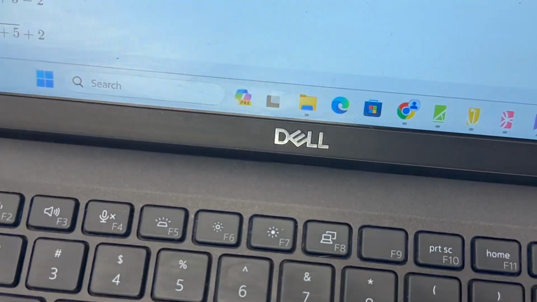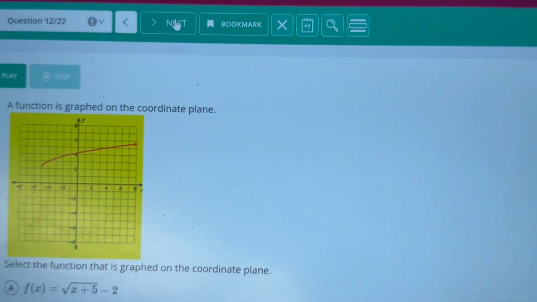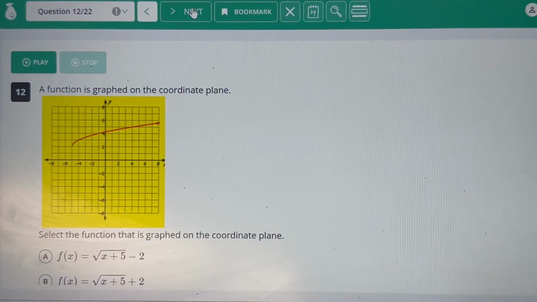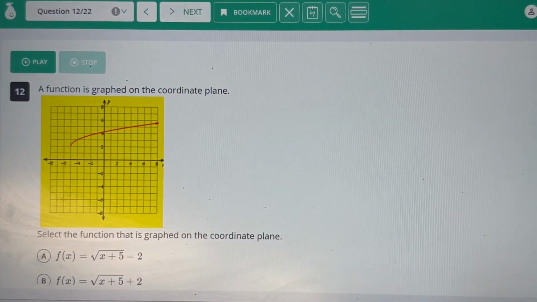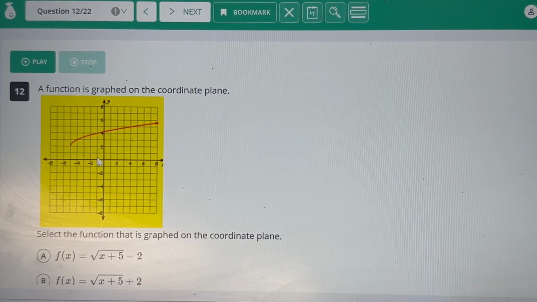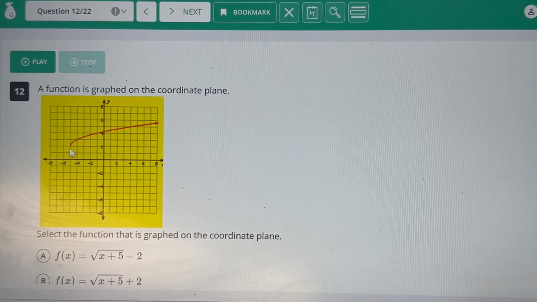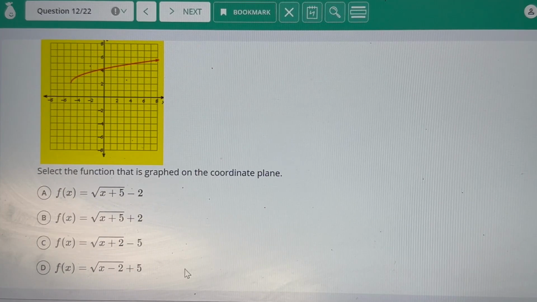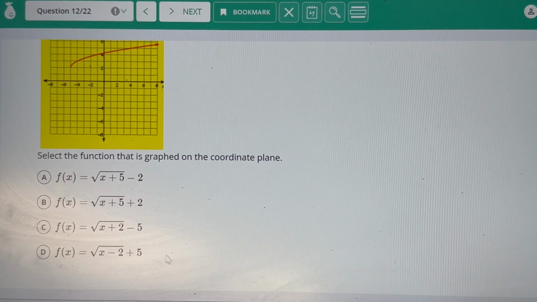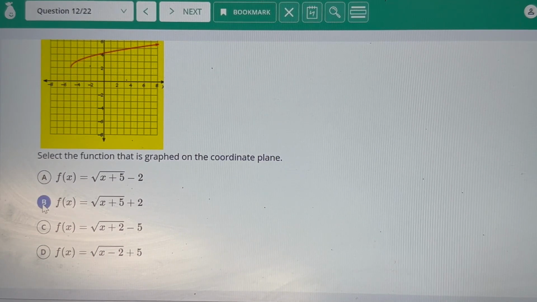I'll show you what I do want you to write down though. So for number 12, it says a function is graphed on the coordinate plane. Select the function that is graphed on the coordinate plane. Well, all parent functions start at 0, 0. So this one was shifted to the left 5 and up 2. So I need to see a +5 and a +2, because remember, plus with the x means left. Plus on the outside after the x means up. So left 5 up 2, B is it, okay?